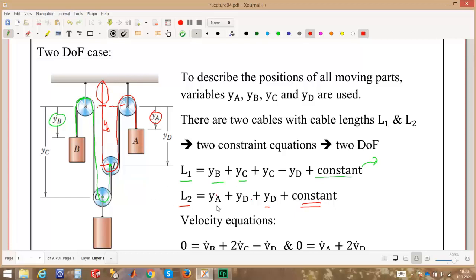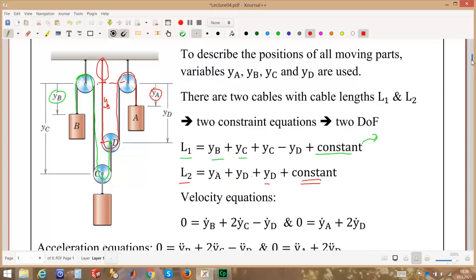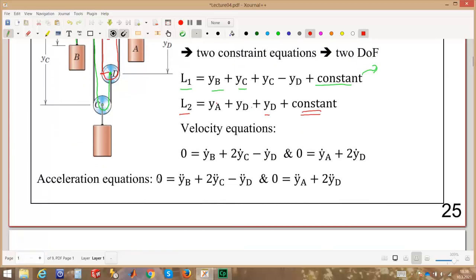And as a result of that, now we have two constraint equations, 2 degrees of freedom. If we take the derivative of these two equations with respect to time, then we get the velocity level equations. In the velocity level equations, you see that we have y dot b, y dot c, and y dot d. And also in the second equation we have y dot d and y dot a.